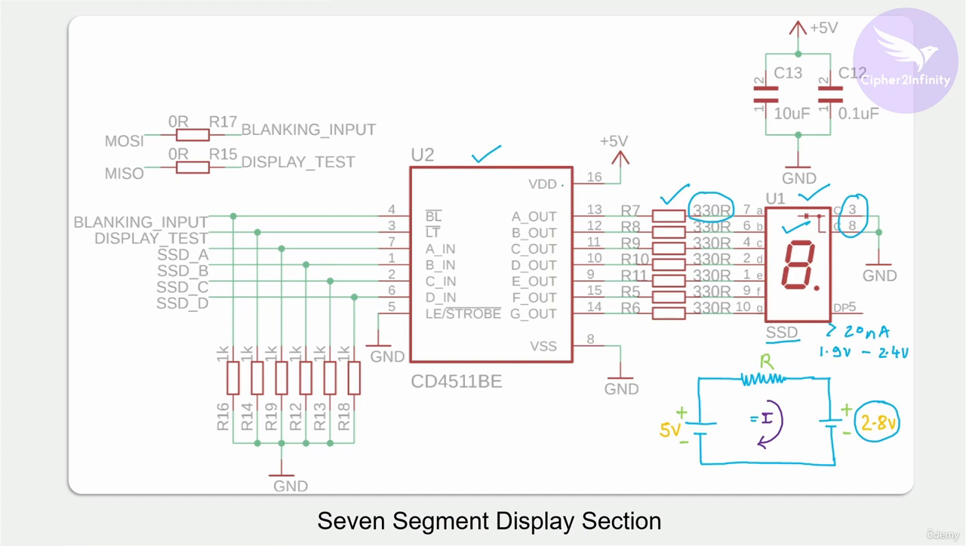Then you already know VDD will be connected to plus 5 volt, VSS will be connected to the ground. And now let's try to understand the purpose of these two capacitors here.